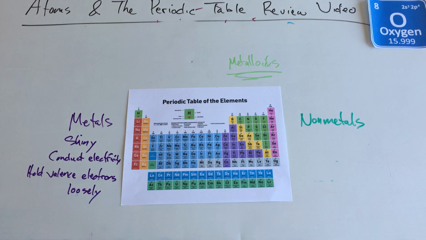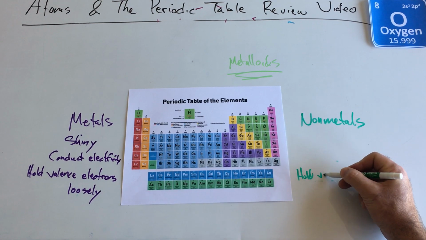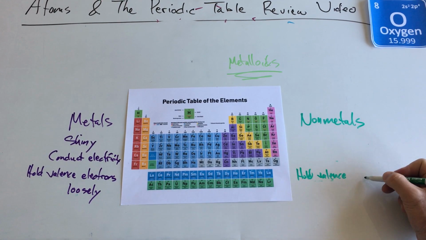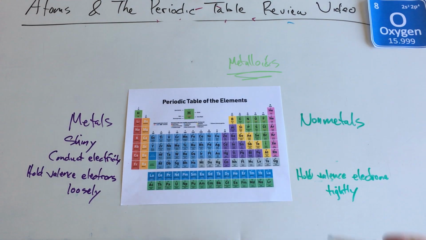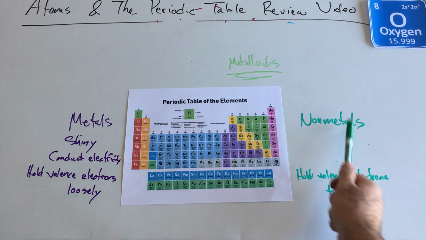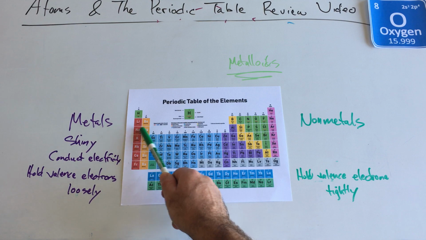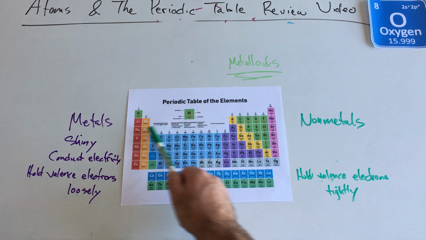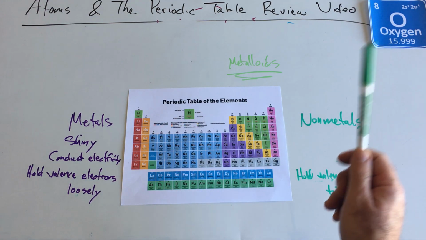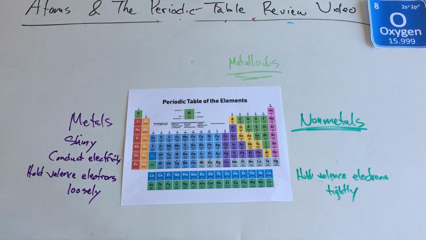Now, nonmetals hold their valence electrons tightly. And what that means is sulfur, being a nonmetal, is going to hold on to 1, 2, 3, 4, 5, 6, these 6 electrons that are on the outermost energy level. Those 6, it's going to hold on to big time. It will not let go of them.